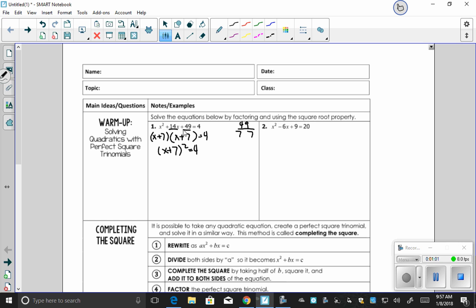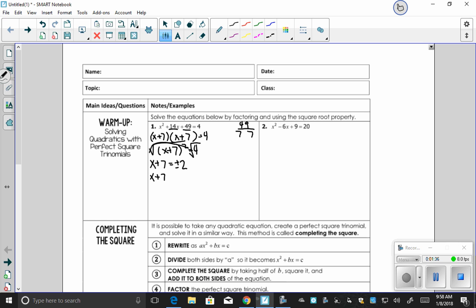To get rid of a square, square root both sides, so that my square root and the square cancel out. So I'm left with x plus 7 equals. Anytime I square root a number, I'm going to have two answers, a positive and a negative. The square root of 4 is 2. So you can split this up into two answers.